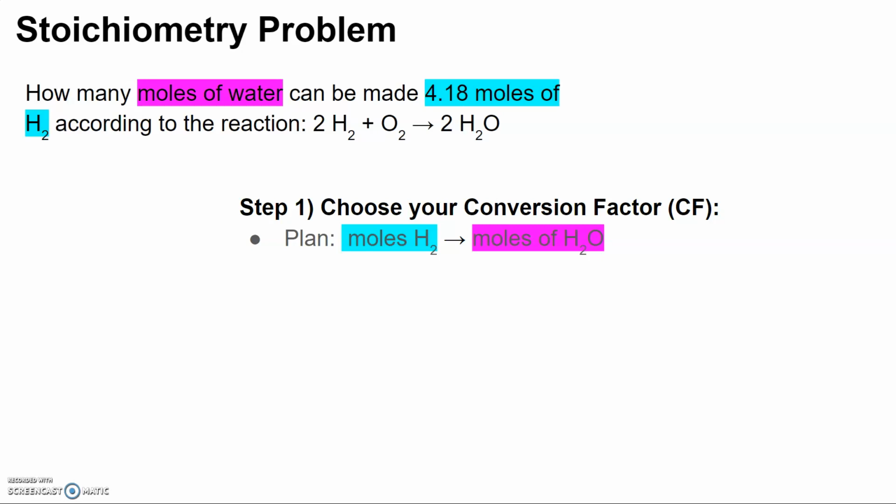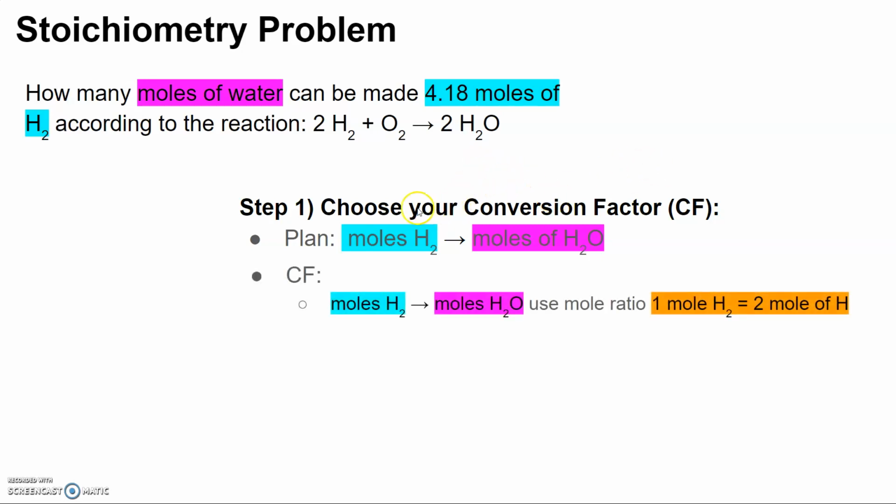Now, H2 and H2O are two different substances. Can we convert from moles of H2 to moles of H2O directly if they're different substances? Yeah, we can because they're both in moles. So in this example, the only conversion factor we need is the mole ratio. And the mole ratio for this problem, since it involves a chemical reaction, is the coefficients in the balanced chemical equation.